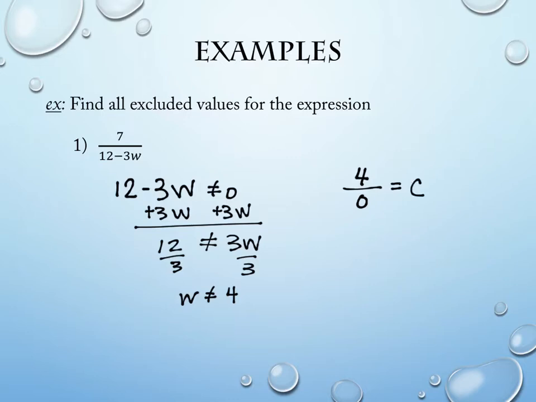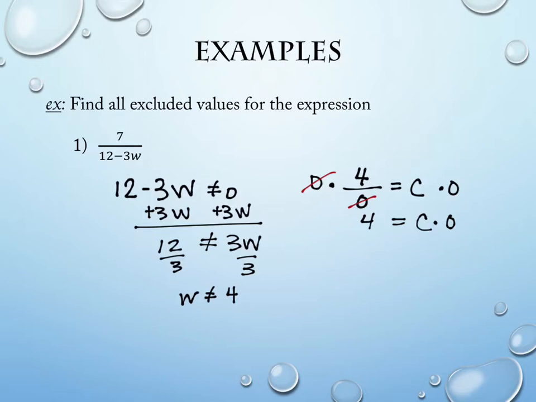What it would mean if I could actually divide by 0 is that I would be able to multiply by the 0 on both sides, thereby canceling this division by 0. And I would have to be able to have some value for c so that when I multiplied it by 0, I could get to 4.